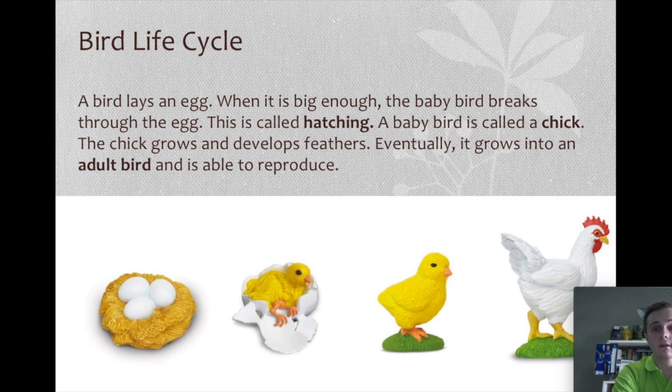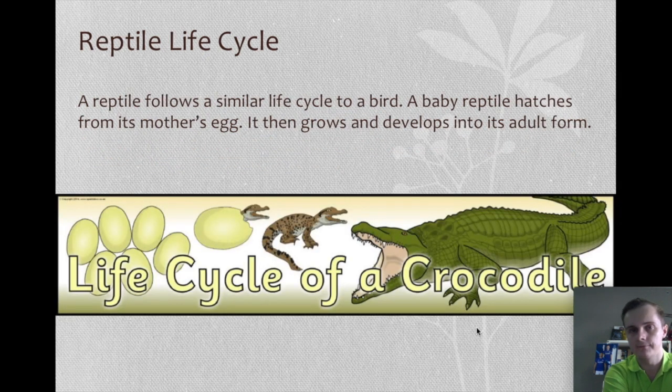Okay, so just to talk more about the bird life cycle, an adult bird lays an egg. When it's big enough, the baby bird breaks through the egg. This is called hatching. Then you've got a baby bird called a chick. The chick grows and develops feathers, and eventually it grows big enough to become an adult bird. The adult bird can reproduce, lay eggs, and the cycle continues.